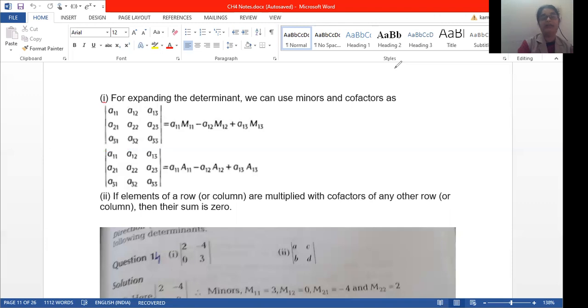If you are not getting it, I will explain. Just see, when we are expanding with minors along the first row, the first element is a11. Then leaving this row and this column, we are left with a22, a determinant with 4 elements. These 4 elements are M11, so it is written M11.